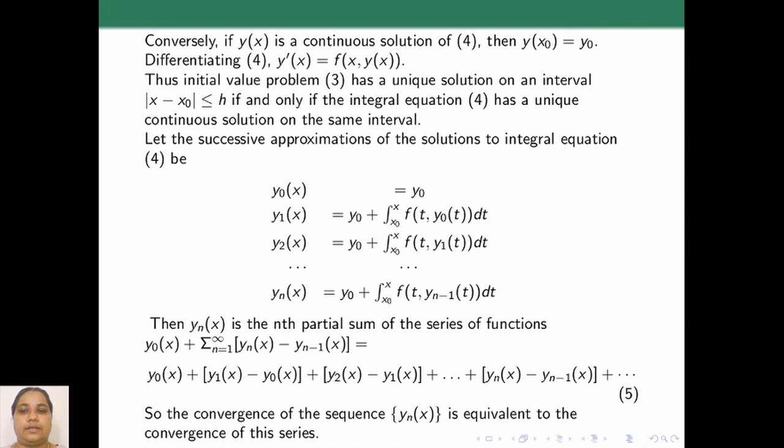Then we can see that yn of x is the nth partial sum of the series of functions y naught of x plus sigma n varying from 1 to infinity yn of x minus yn minus 1 of x. In expanded form it is y naught of x plus y1 of x minus y naught of x plus y2 of x minus y1 of x plus etc. plus yn of x minus yn minus 1 of x plus etc., because the alternate terms cancel each other. So the convergence of the sequence yn of x is equivalent to the convergence of this series.